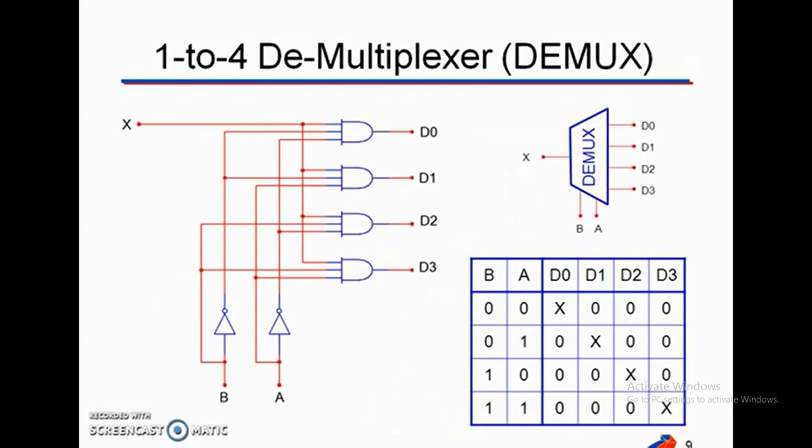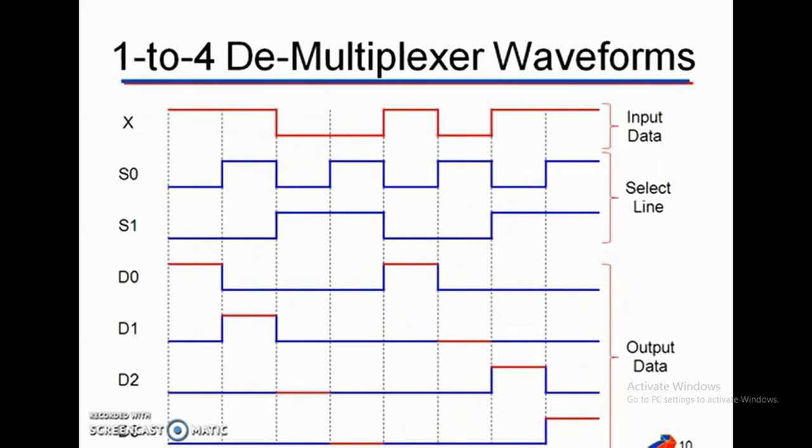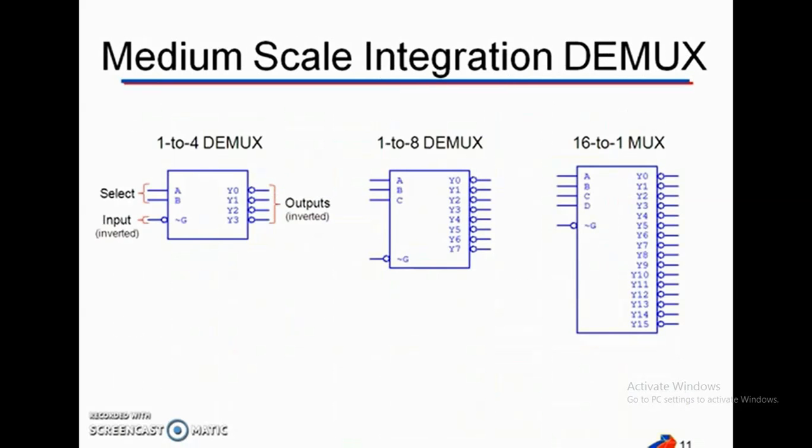1 1 is the plotter, as shown here. This shows the implementation of the demultiplexer using basic gates. As shown in this truth table, when the select lines are 0 0, D0 gets selected. 0 1, D1. 1 0, D2. 1 1, D3. This shows the waveforms, and this shows the various integrated circuits of the demultiplexer. Thank you.